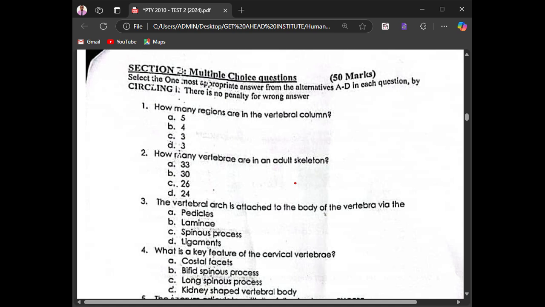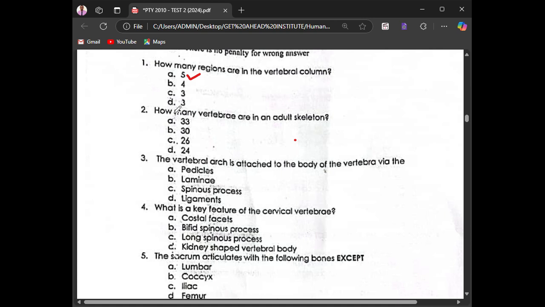Okay, so basically you are all correct. The vertebral column has 5 regions. We have 7 cervical vertebrae. We have 12 thoracic vertebrae. We have 5 lumbar vertebrae. We also have 5 fused sacral, and we also have 3 to 4 fused coccyx. So basically, here our answer is A.